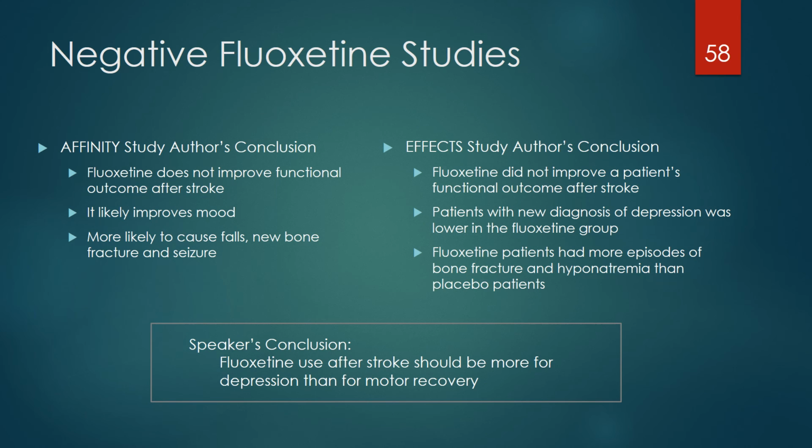So the AFFINITY study authors concluded that fluoxetine does not improve functional outcome after stroke. It likely improves mood, but is more likely to cause falls, new bone fractures, and seizure. And the EFFECTS group stated that fluoxetine did not improve a patient's functional outcome after stroke. Patients with a new diagnosis of depression was lower in the fluoxetine group, and fluoxetine patients had more episodes of bone fracture and hyponatremia than placebo patients. My conclusion overall is fluoxetine use after stroke should be more for depression than for motor recovery. So I'm not saying we shouldn't use it anymore, just saying it should be used more for depression.